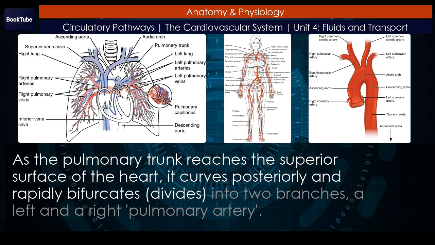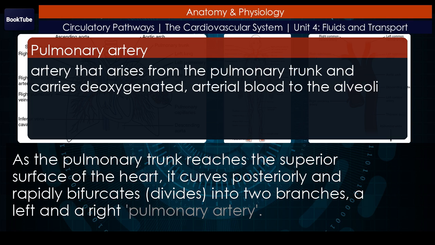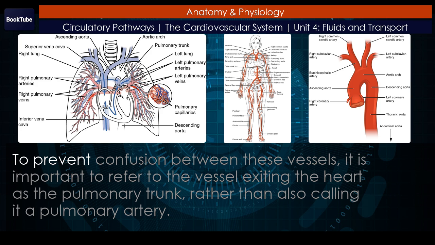As the pulmonary trunk reaches the superior surface of the heart, it curves posteriorly and rapidly bifurcates, divides, into two branches, a left and a right pulmonary artery. To prevent confusion between these vessels, it is important to refer to the vessel exiting the heart as the pulmonary trunk, rather than also calling it a pulmonary artery.